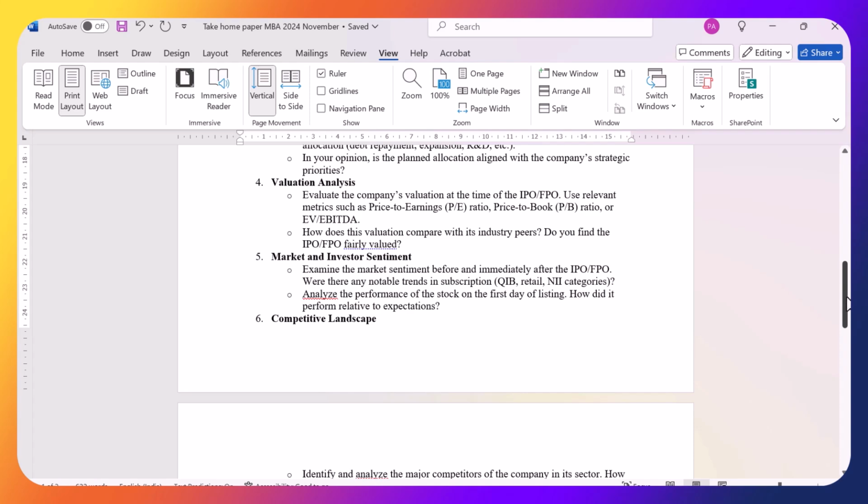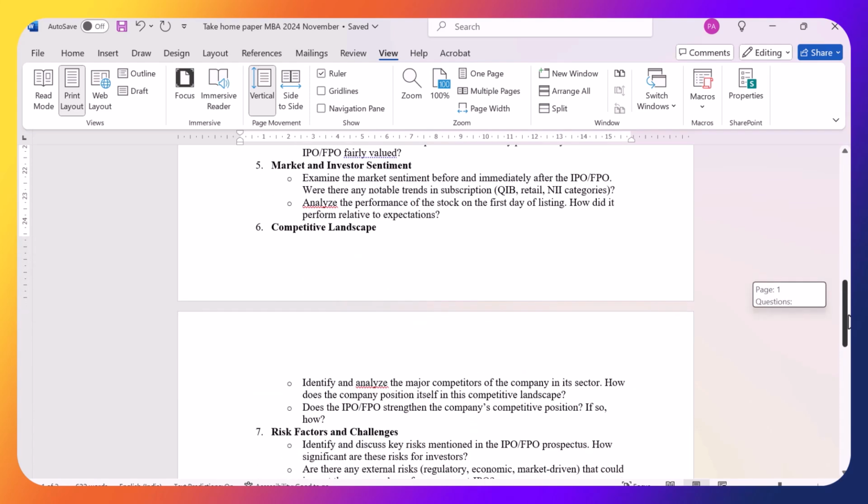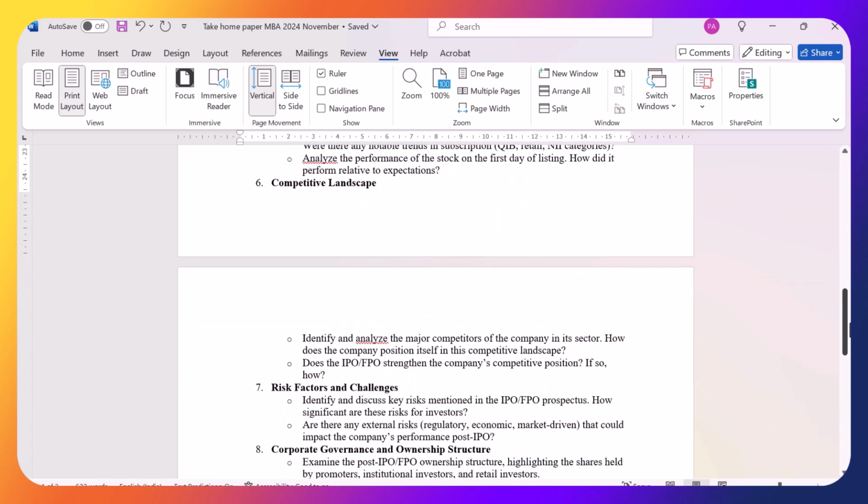Okay, then competitive landscape. Just read this. Competitive landscape. Identify and analyze the major competitors of the company in this sector. How does the company position itself in this competitive landscape? The other question is, does the IPO or FPO strengthen the company's competitive position? If so, how? So basically, then you have to look at who the competitors are.